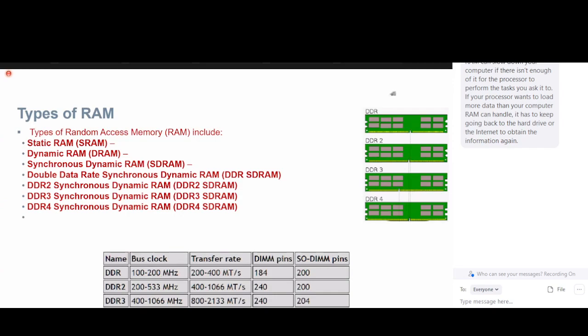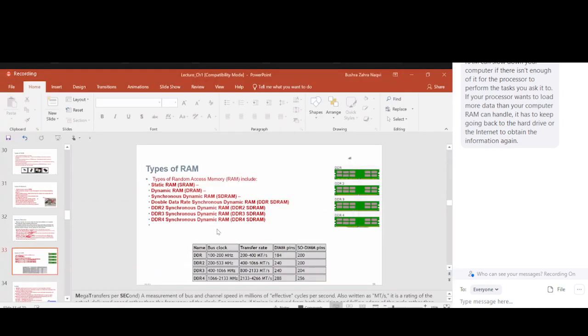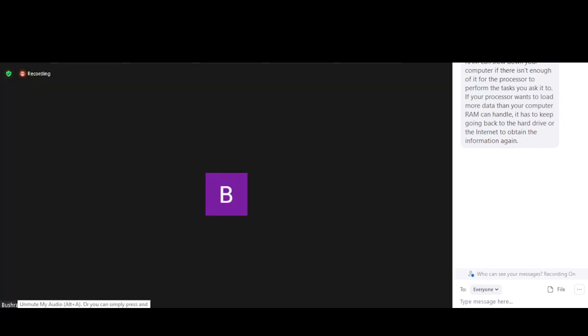Hundreds to 200 megahertz. So this is the data transfer rate. Transfer rate is basically defined in terms of mega transfers per second. Mega transfers per second defines the data block, how fast the data block can be efficiently transferred per clock cycle.